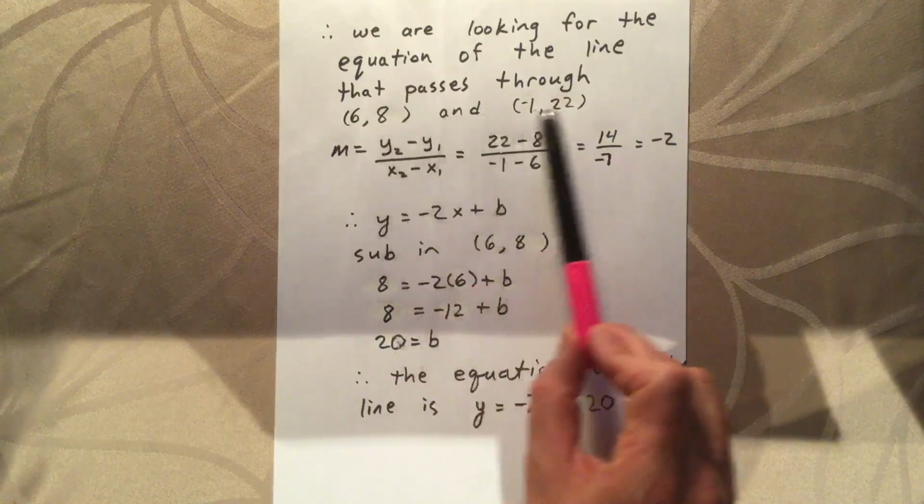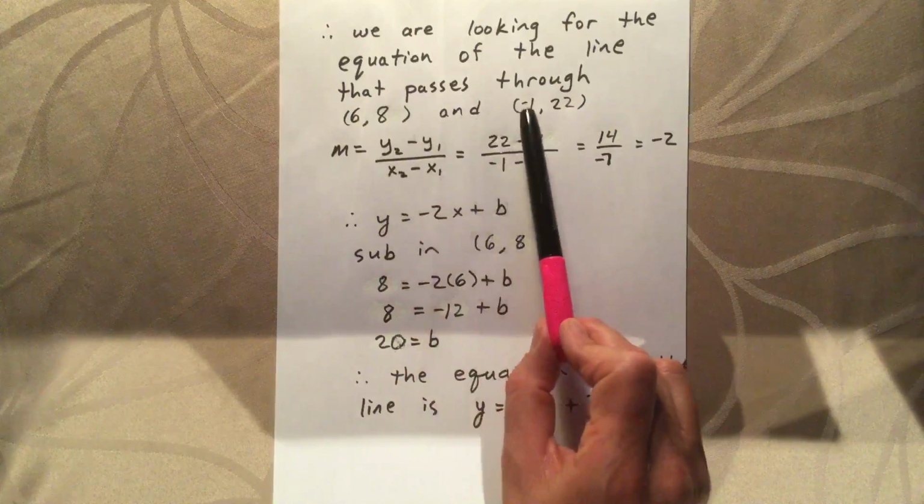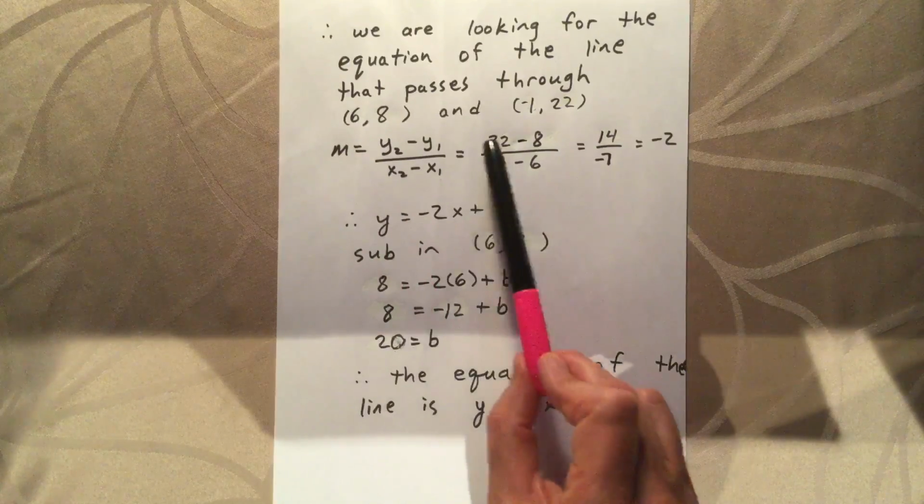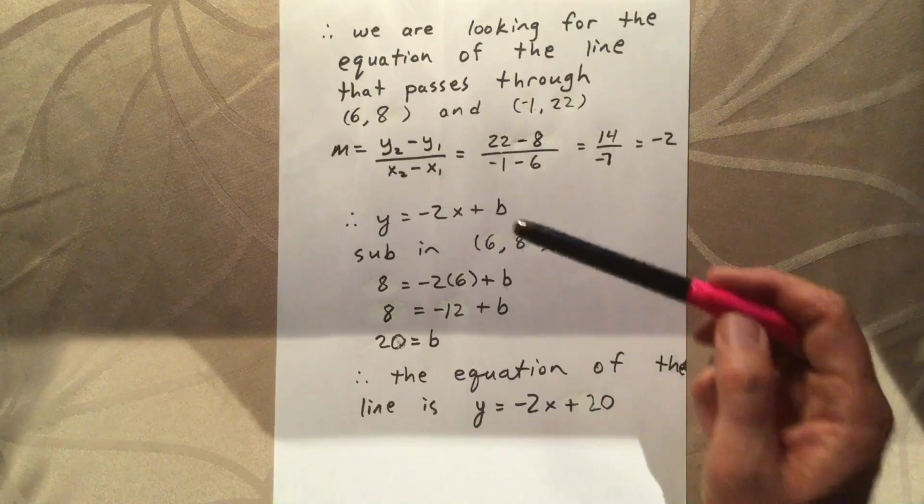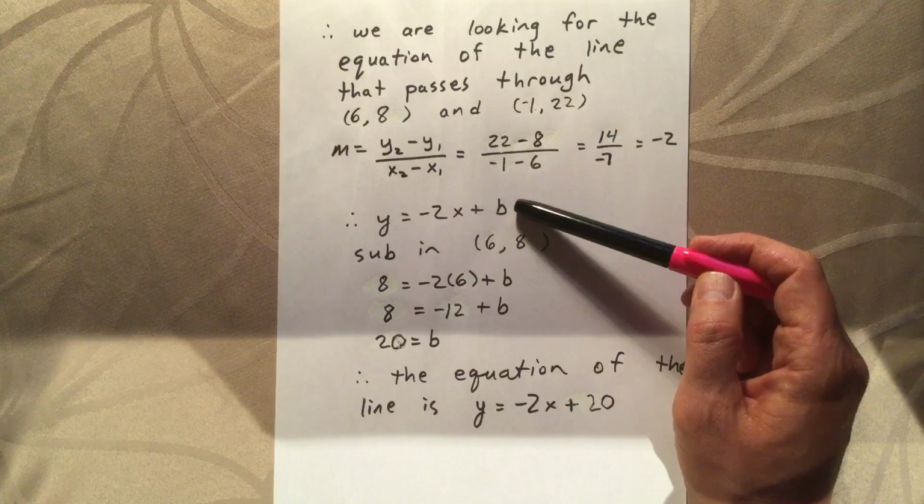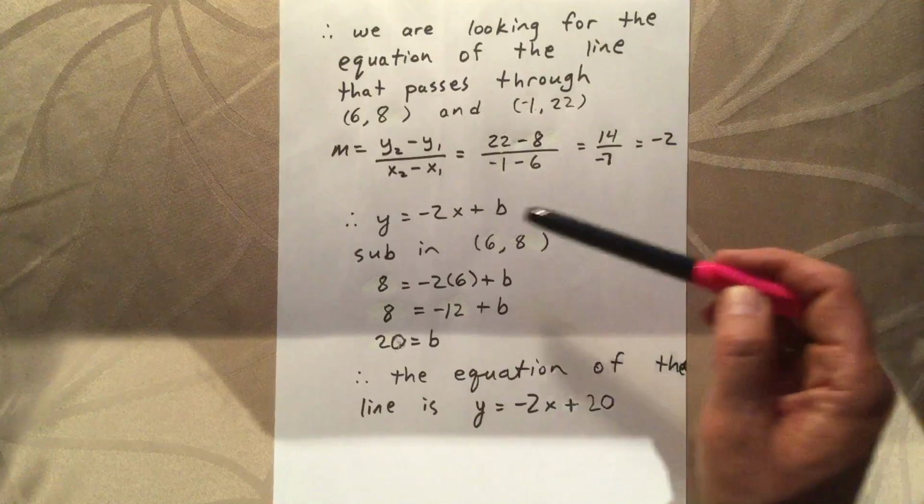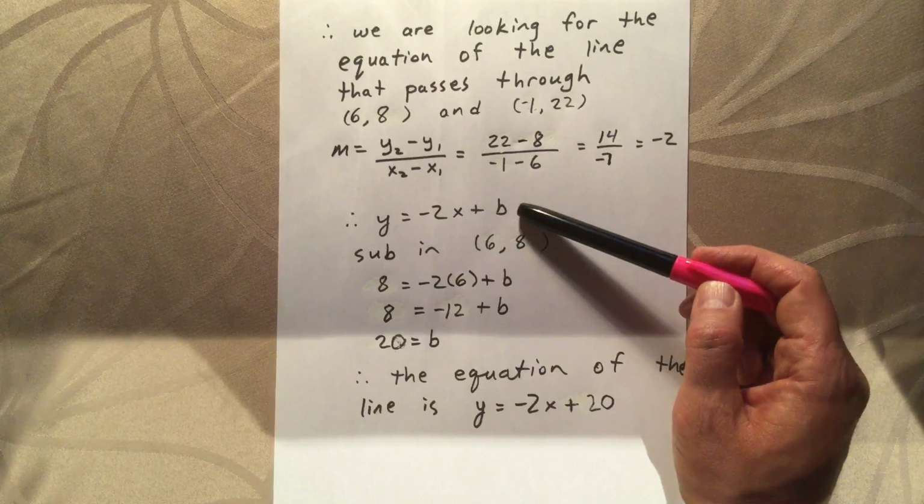So the slope is y2 minus y1 over x2 minus x1. So 22 minus 8 over negative 1 minus 6 is 14 over negative 7, which is negative 2. That means we can say y equals negative 2x plus b, because that's the m. So that's the slope. y equals negative 2x plus b.